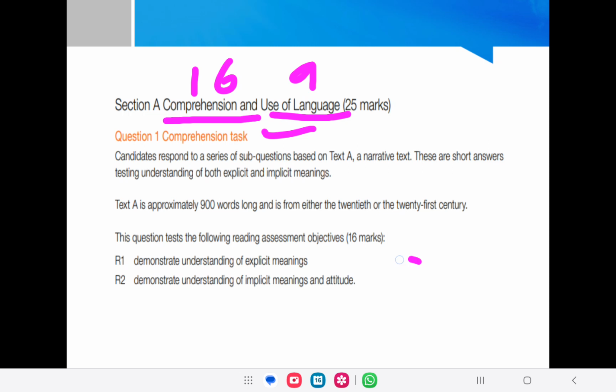This question tests the following reading assessment objectives, 16 marks. That is question number 1 of your Paper 1. It has 16 marks and it tests the understanding of explicit meanings, implicit meanings and attitudes. This is what we are going to check in question number 1 of your reading paper.